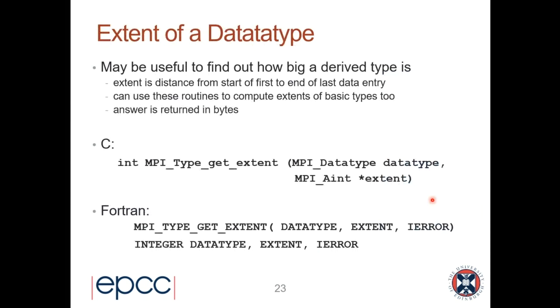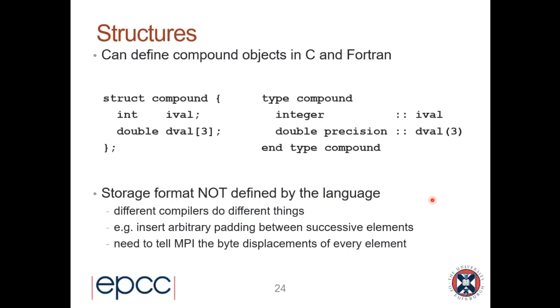So there are various data type inquiry routines you may be used to find out how big a derived type is, the extent, and the distance from first to last. There are various inquiry routines, and they could be useful. So that's vectors. Does anyone have any questions about the vectors? And there is an exercise on the sheet which is to do with vectors as well.